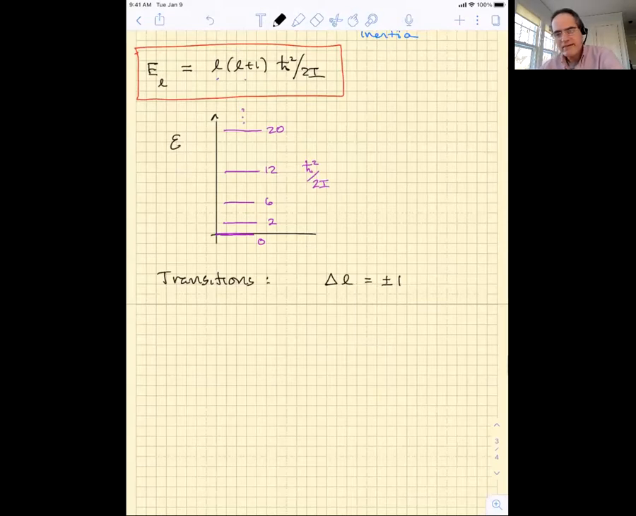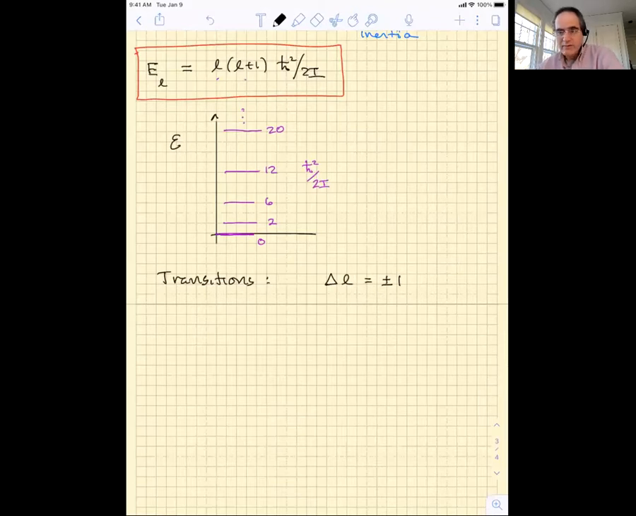And this comes about because of conservation of angular momentum. It turns out that photons carry 1 unit of angular momentum. And so they can either increase or decrease the angular momentum of the molecule by 1 unit. But that's the only choice if we're only going to absorb or emit 1 photon. Okay?